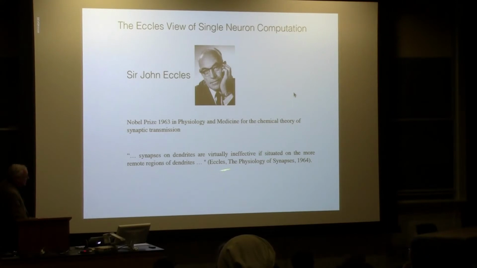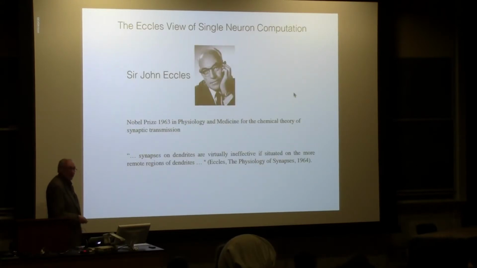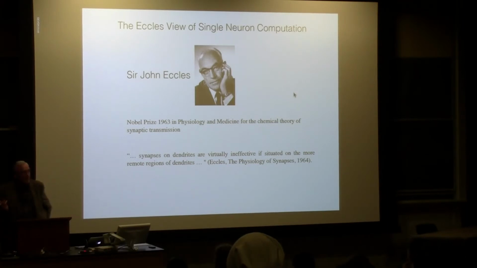And in this book, The Physiology of Synapses, he made this statement: synapses on dendrites are virtually ineffective if situated on the more remote regions of the dendrites. Well, okay, so that's saying something quite important. I just said that on this big pyramidal cell, lots and lots of inputs go out in these tufts. Sir John Eccles is saying synapses on dendrites are virtually ineffective if situated in the more remote regions of dendrites. So he believed that the synaptic inputs that really affected the responses of neurons were those landing near the soma or on the soma.